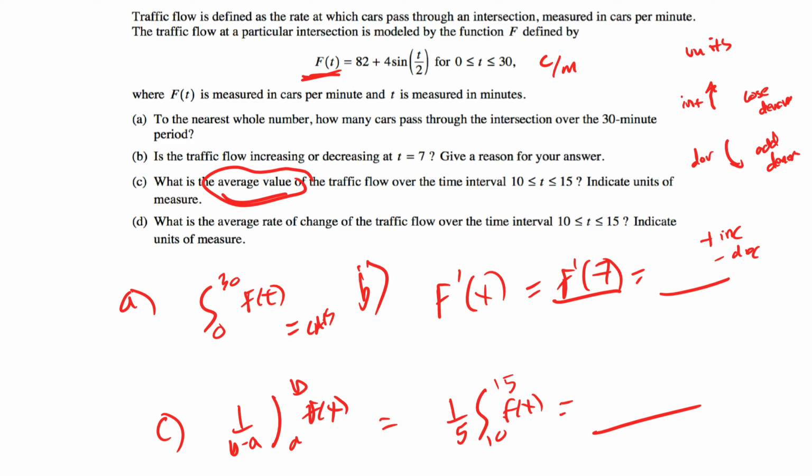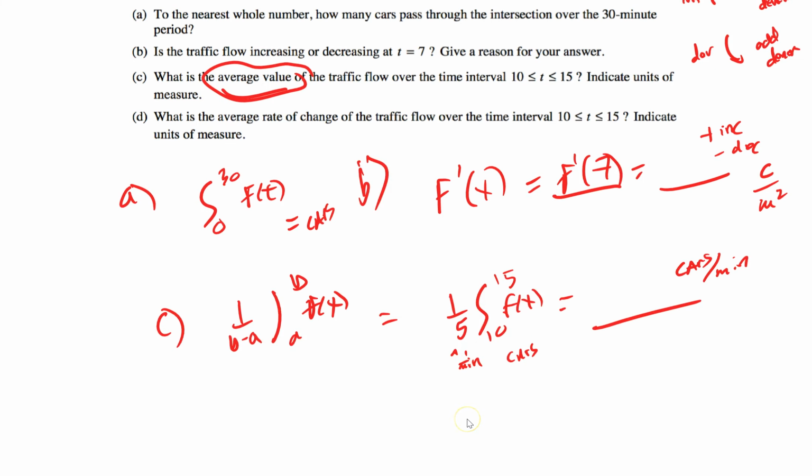Over here, my f is originally cars per minute. I took the derivative, so I'm going to gain another time unit, so it's cars per minute squared. Now look at this one. I'm integrating, so I get cars, but I divided by my time, which was minutes. So one over minute, I'm going to get cars per minute. And that's how that works. Keep that in mind: anytime you integrate, you lose the denominator, and anytime you take a derivative, you gain a denominator. That's all it is.